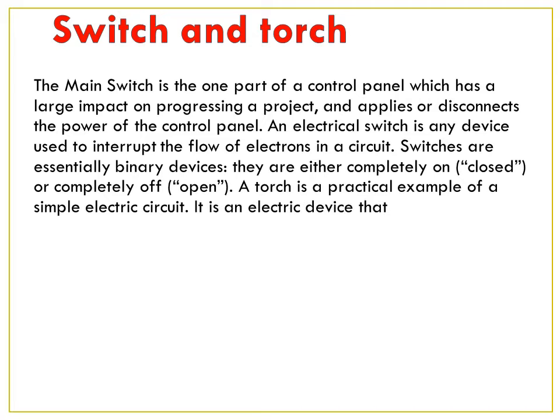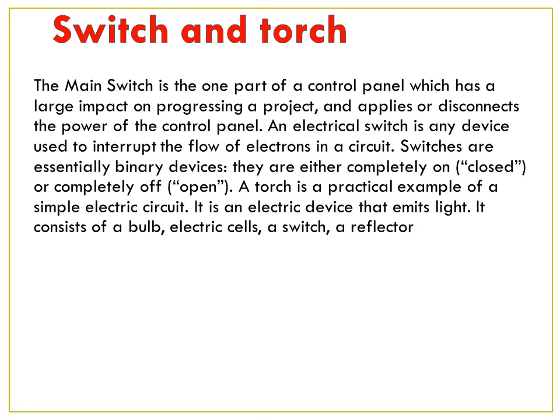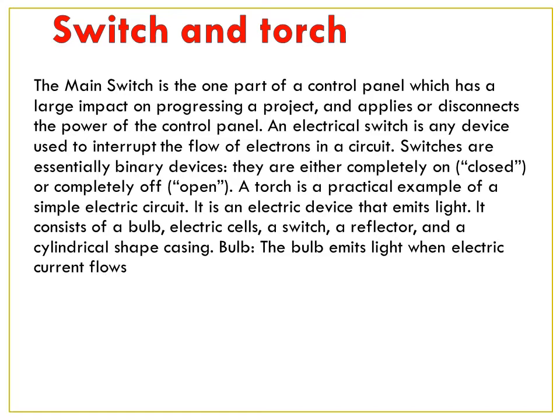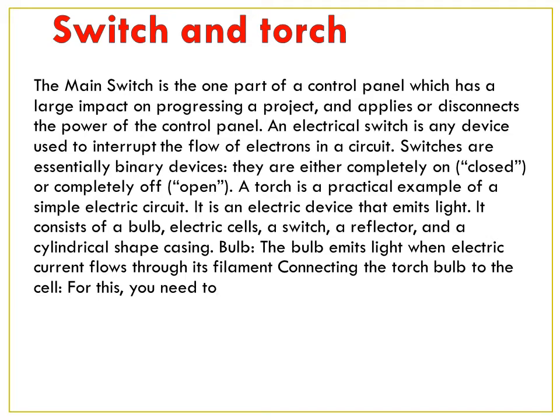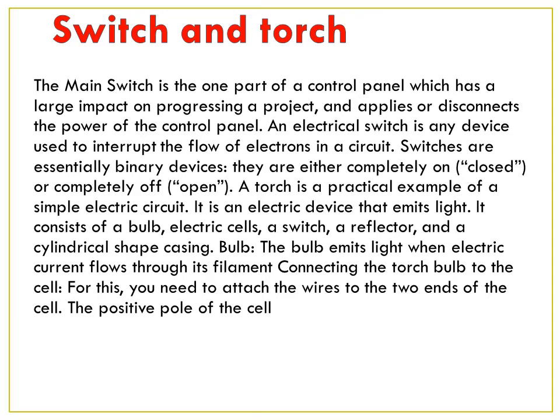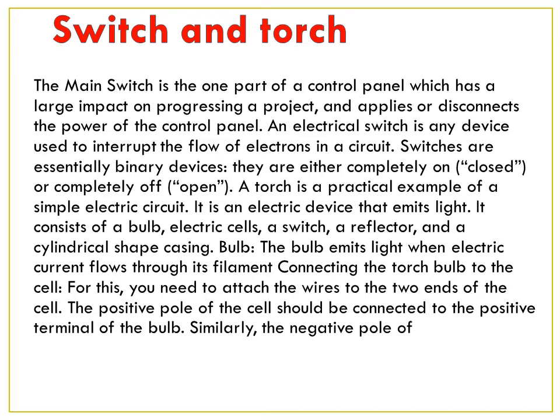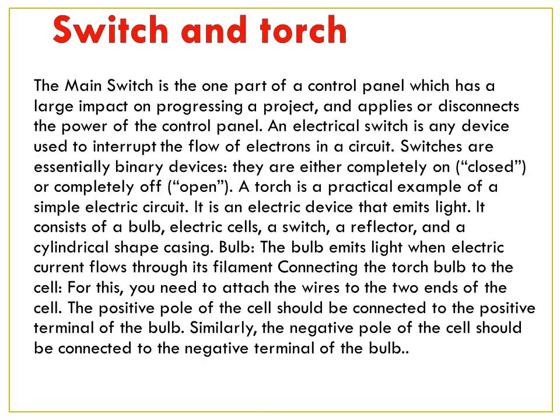An electric switch is any device used to interrupt the flow of electrons in a circuit. Switches are essentially binary devices. They are either completely on, closed, or completely off, open. A torch is a practical example of a simple electric circuit which we use every day in our hands. It is an electric device that emits light. It consists of a bulb, electric cells, a switch, a reflector, and a cylindrical casing. The bulb emits light when the electric current flows through its filament, connecting the torch bulb to the cell.